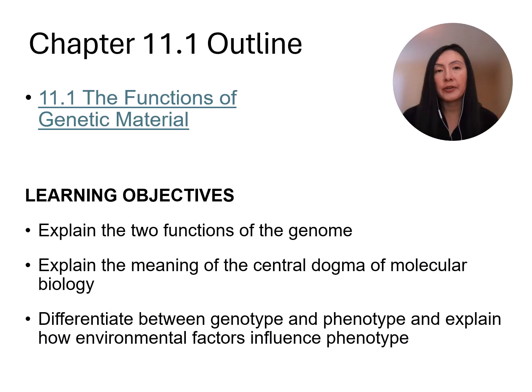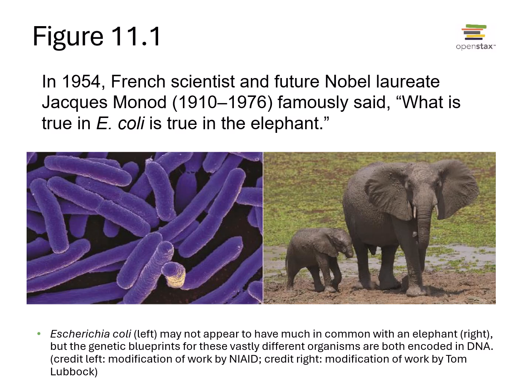By the end of our first section, 11.1, you should be able to explain the two major functions of the genome, understand the central dogma of molecular biology, distinguish between genotype and phenotype, and describe how the environment affects them. So Maimonides, who won the Nobel Prize in 1965 for his discoveries concerning genetic control of enzyme and virus synthesis, said this famous quote, "What is true in E. coli here is true in the elephant."